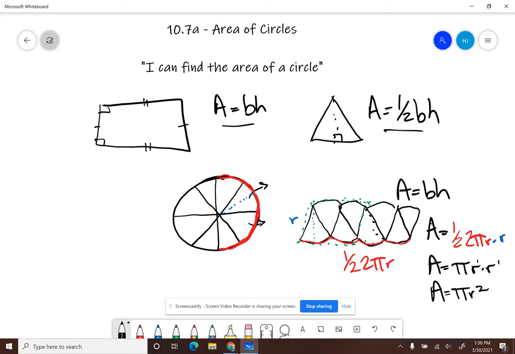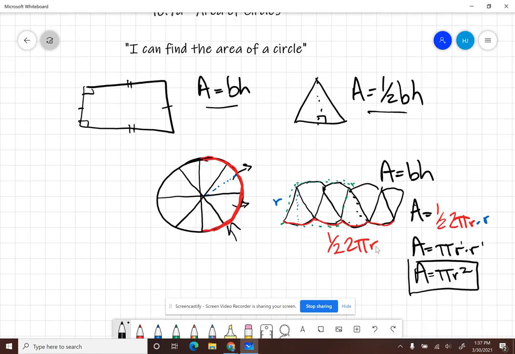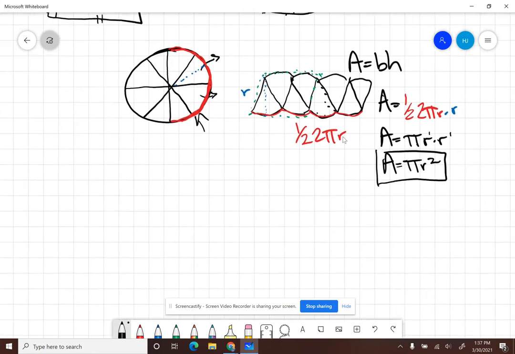Now, I don't know about you, but every pie I've ever eaten has been round, just like this one. But when we're dealing with mathematics, I want you to understand that to find the area of a circle, it is literally pi r squared. So there's your formula that we're going to be using for this.